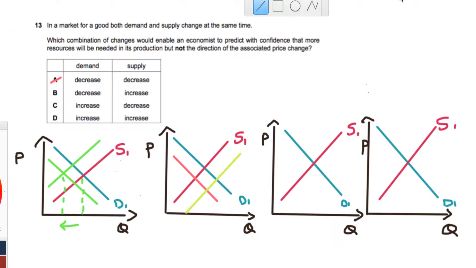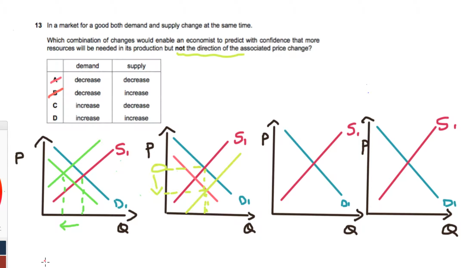So now what do we know here? We are at this point here. At this point, we are not certain about the quantity, because the quantity is very close, so it could go in any direction, but we are certain that the price is now lower. Originally, the price was here. This is the original point, and now the price has gone down. And so this is not what the question says, because according to the question, the economist would not know the direction of the associated price change, but in this option we can say what the direction of the price change is. So this option is also out.